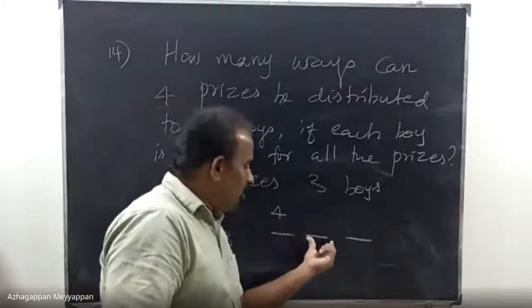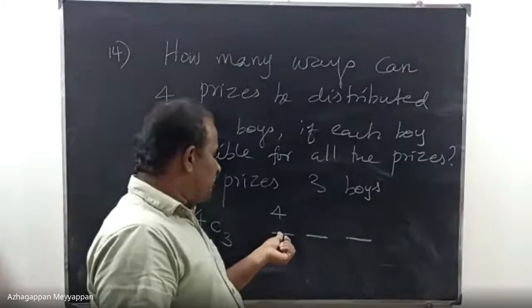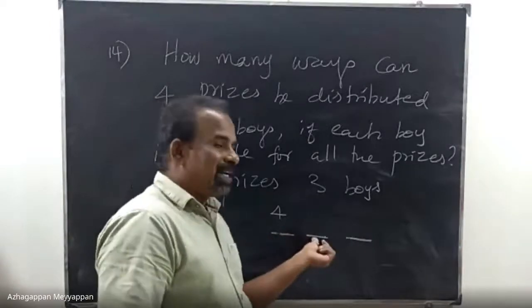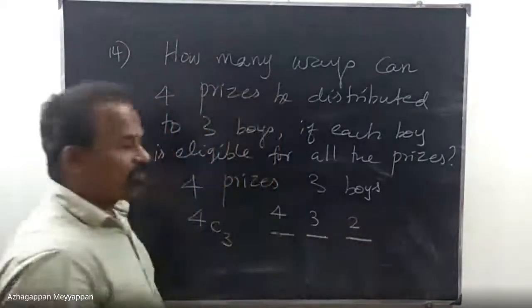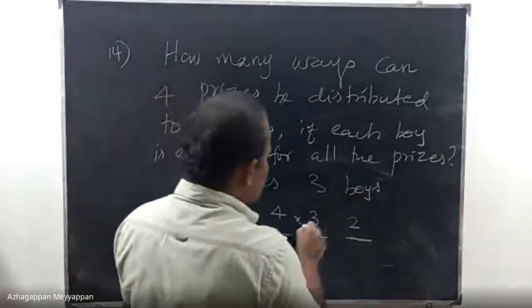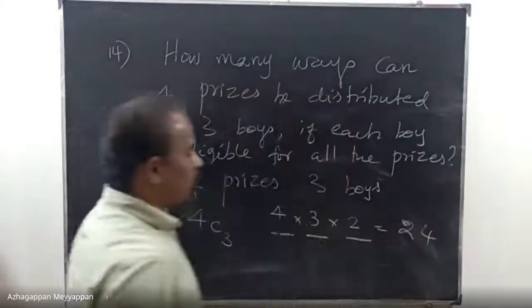The second boy, there are only 3 possibilities. Suppose first prize is given to the first person, he will not get the first prize. So therefore here is 3. Therefore here is 2. So therefore 4 into 3 into 2. So therefore the answer is 24. Simply I can say that.